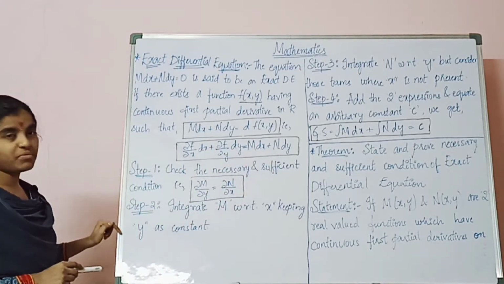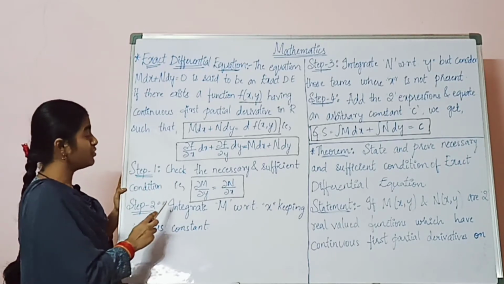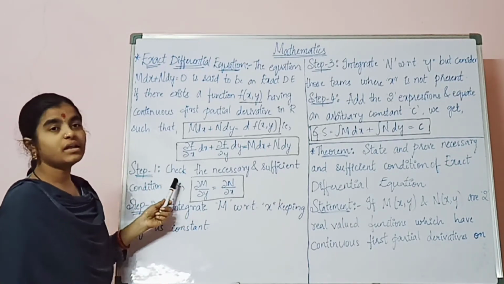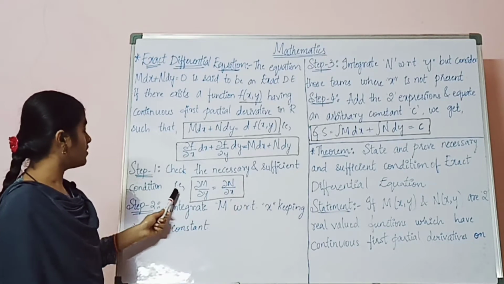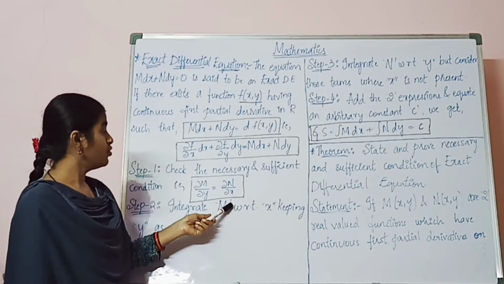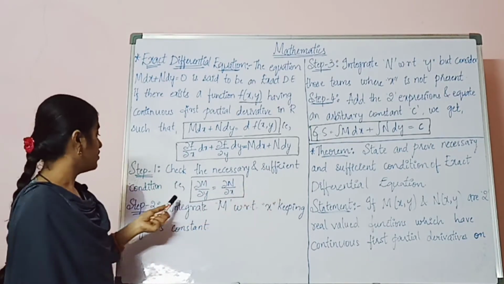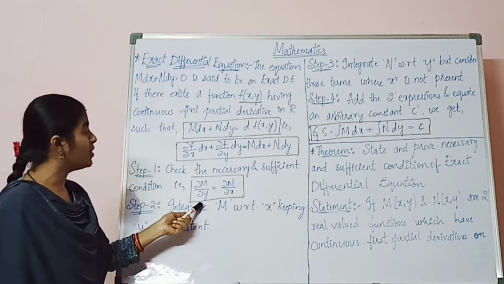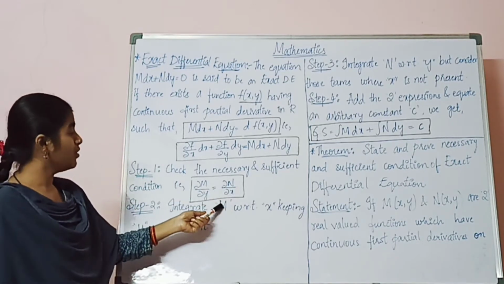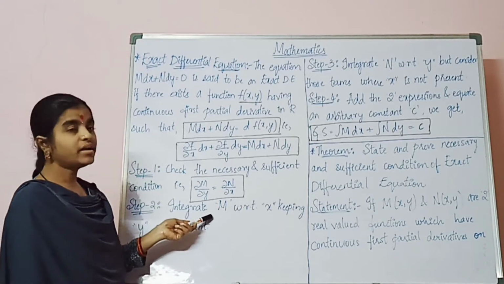With the following steps we can solve the exact differential equation. Step 1, what do we have to do first? Check the necessary and sufficient condition. What is the condition? dou M by dou y equals dou N by dou x. Both should be equal.